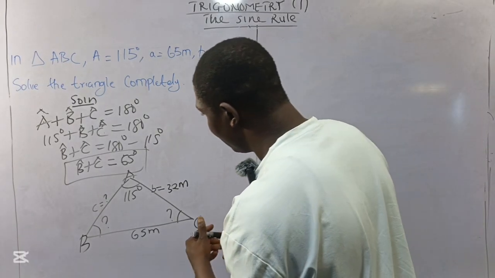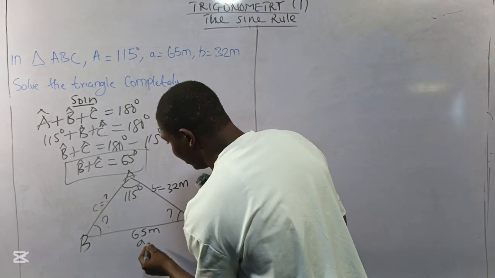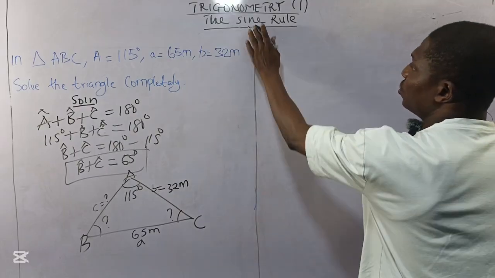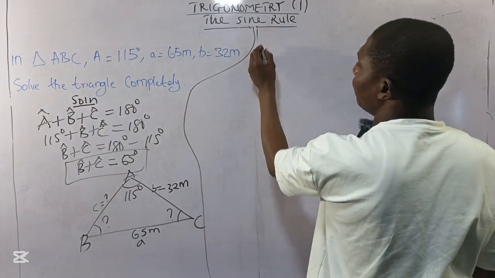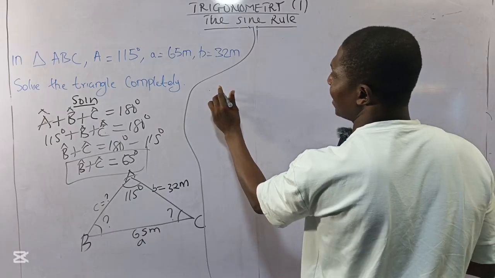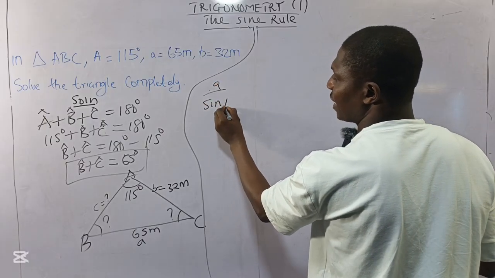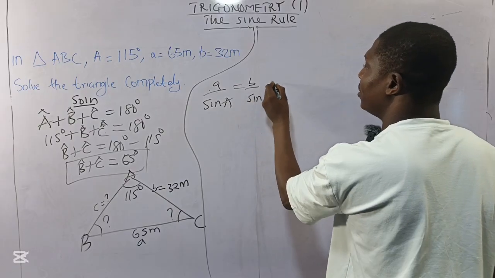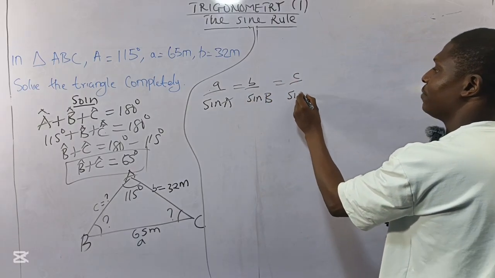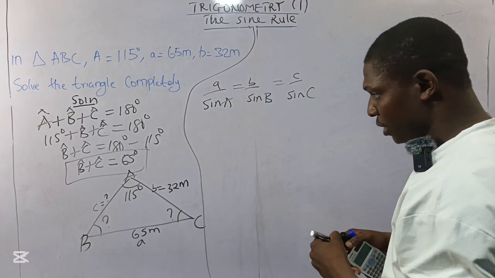Now, this can be written as a over sine A equals b over sine B equals c over sine C. So I'll have small letter a over sine capital letter A to be equal to small letter b all over sine capital letter B equals small letter c over sine capital letter what? C.